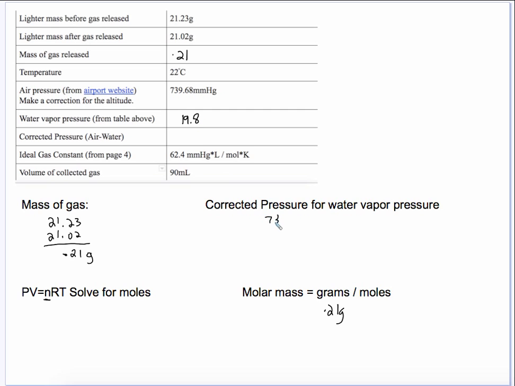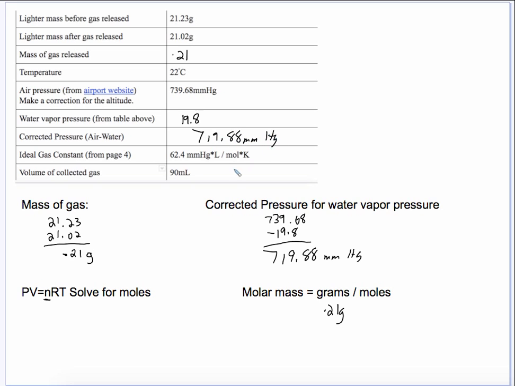So what we're going to do is take the air pressure collected, that the barometer says, 739.68, and subtract the vapor pressure of water. Whenever you collect a gas underwater, you always have to make a correction for the vapor pressure of water by taking the pressure in the room and subtracting the vapor pressure of the water. If I do that, I get my corrected pressure to be 719.88, in units of millimeters mercury.